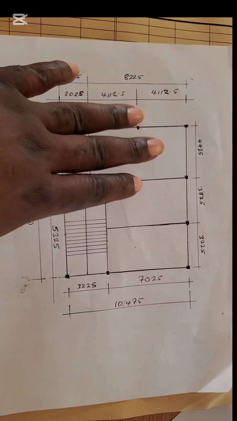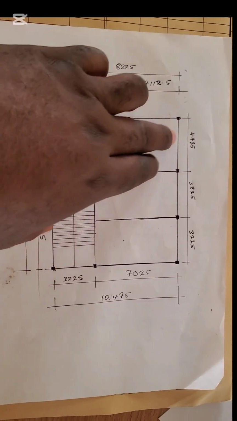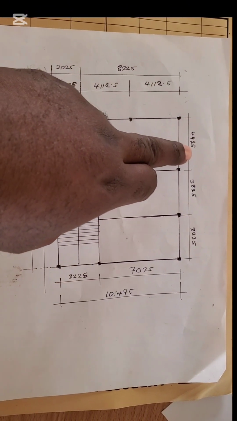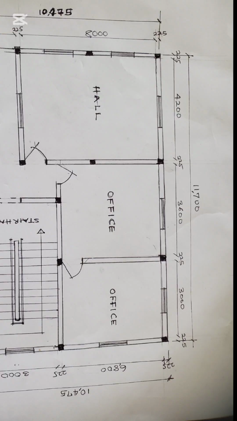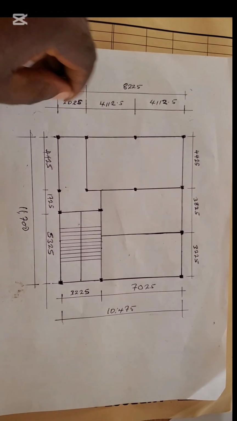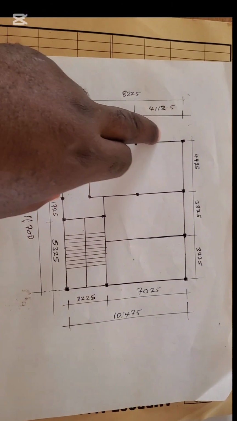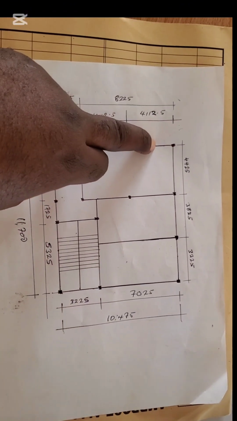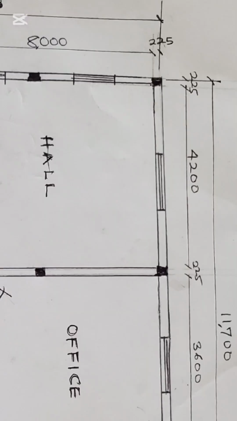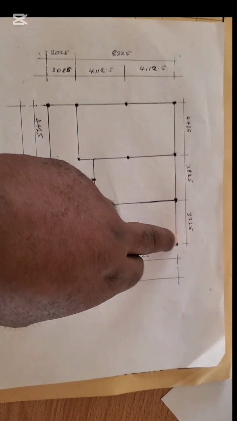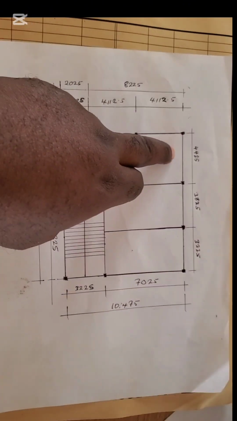Today, this dimension the architect put here was 4.2 meters. Here, from center to center, the size of the walls was 225, the one they call 9 inches. So half of 225 plus half of 225 is equal to 225. So it means every dimension we are having here, we are going to be adding 225.